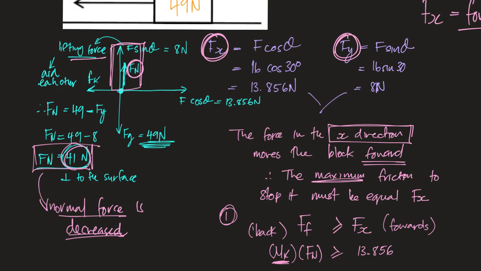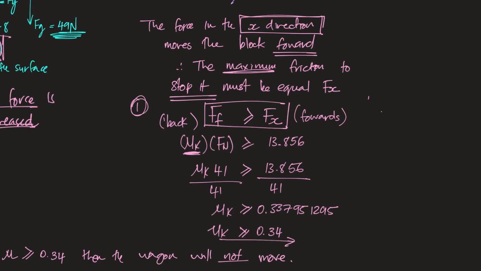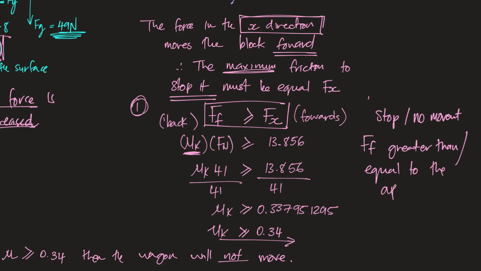If you don't decrease the value, you're going to see that you have a problem. If they want the block to not move, then friction must be greater than, I can write this down here. For something to stop or to have no movement, the force of friction must be either greater than or equal to the applied force.